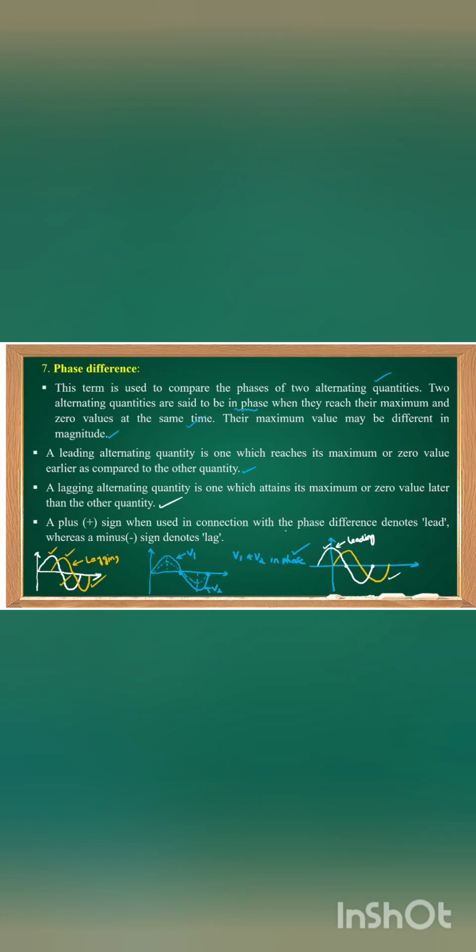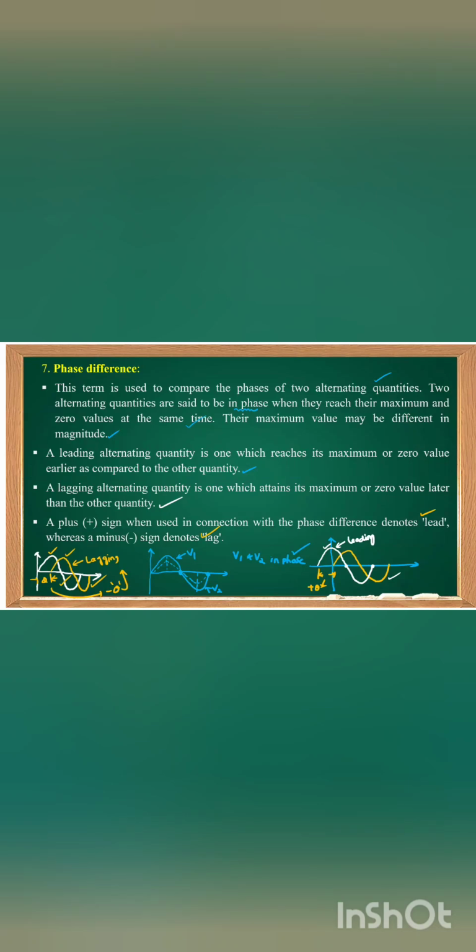Plus sign when used in connection with the phase difference denotes lead, whereas minus sign denotes lag. Here you take this angle as theta, then this is plus theta, lead. If you take this angle as theta, then you have to take minus theta. This is lag.